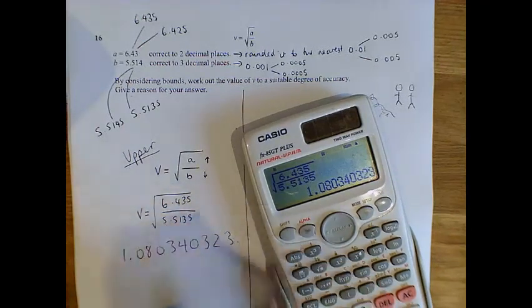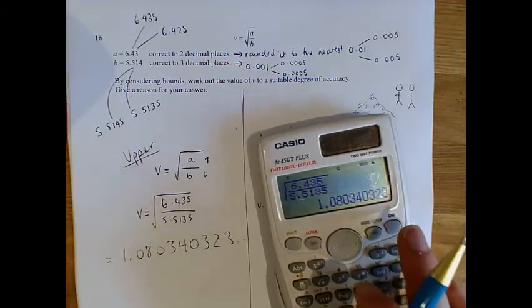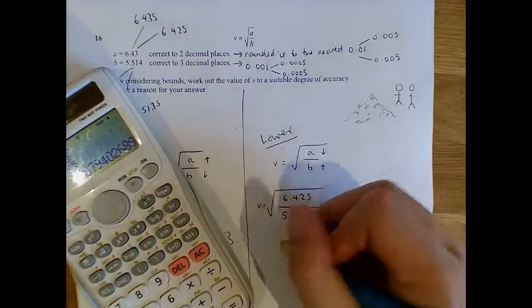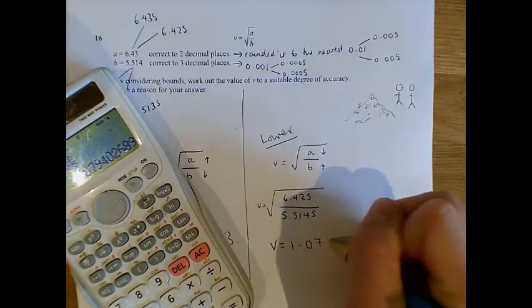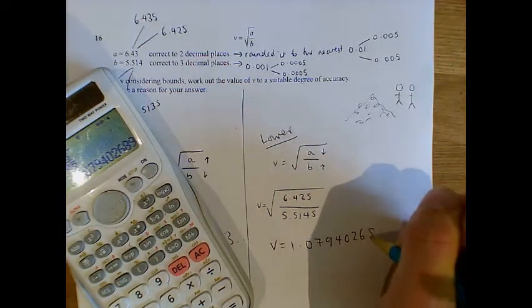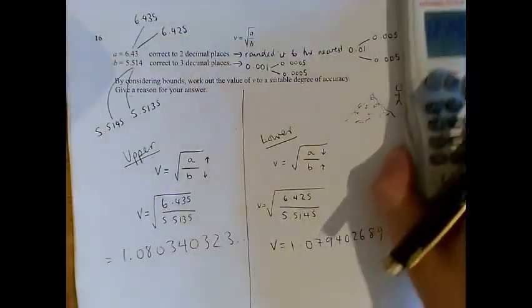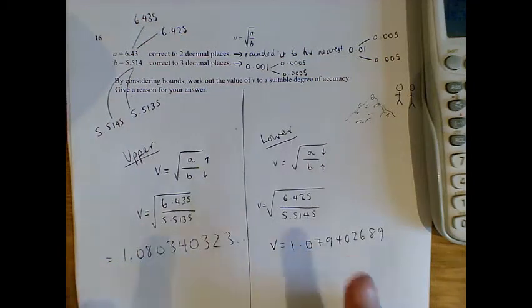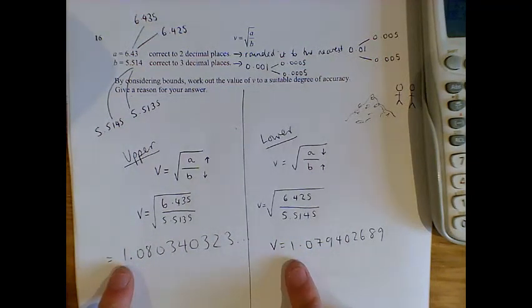1.080340323. Definitely write as many decimal points as you get on the calculator. And for the other one, let's just left arrow go back and change it. And that one is 1.07940269. So we found the biggest that V could be and the smallest that V could be. Now what we need to do is compare them. Now if I round them both to one significant figure, they're both 1. Great, they agree. So we can go better.